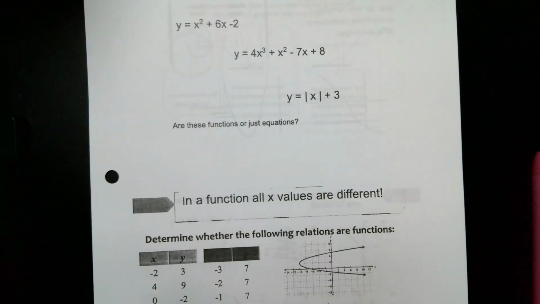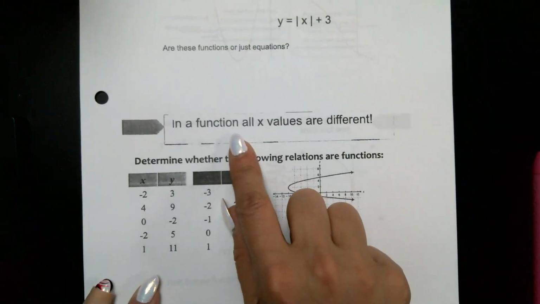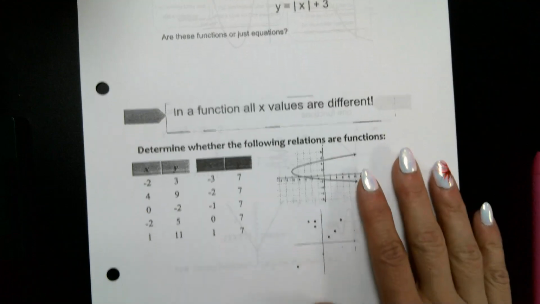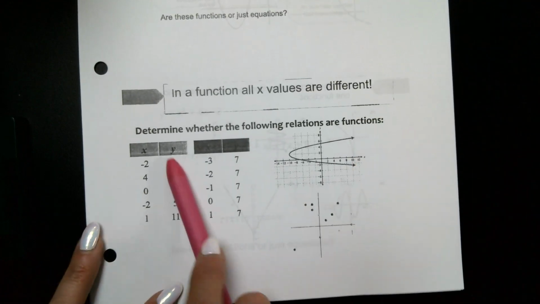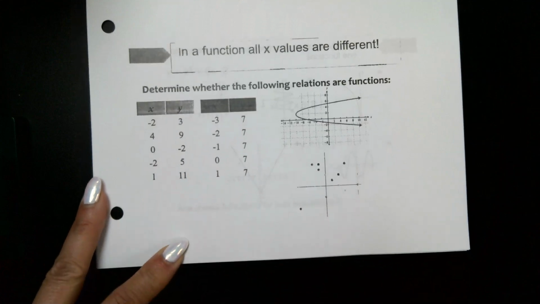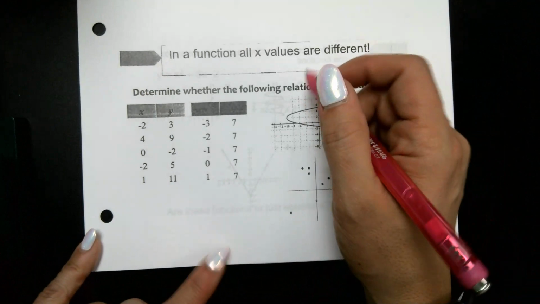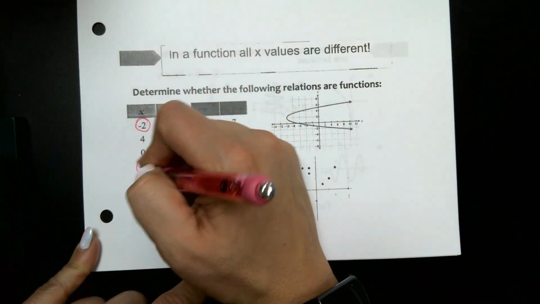But down here, this is the most important part. If it is a function, all of your x values are going to be different. You should never see an x repeating itself. Okay, so if you look at this first table, do you see any x's that repeat? Yeah, like right here and right here.